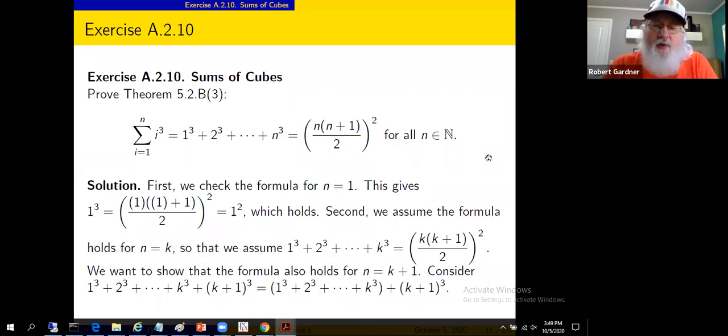Assume it holds for n equals k. When I add up the first k natural numbers cubed, we get this quantity here. Add the next one, the k plus first one, and the formula should hold for that as well. Here's the sum, the proposition, the formula, obtained by adding the next term, the k plus first term. So we get a k plus 1 cubed.